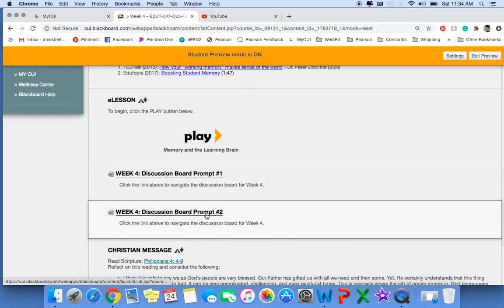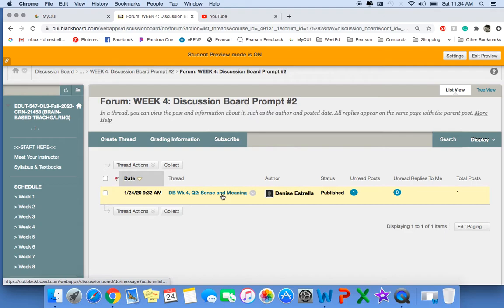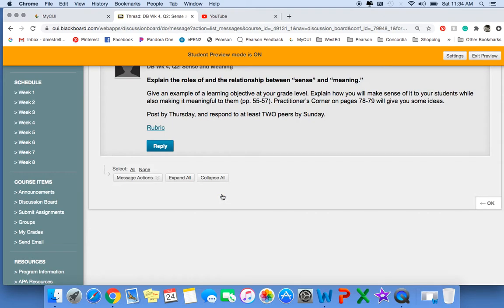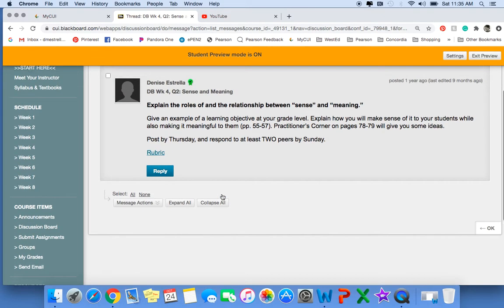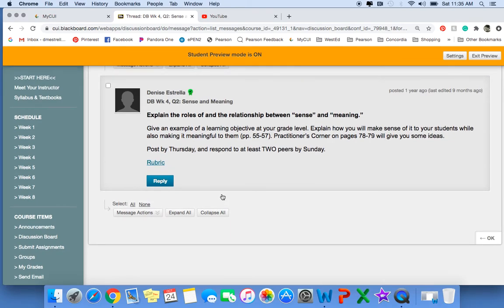Then we have a second discussion board prompt: sense and meaning. Explain the roles of and the relationship between sense and meaning. Give an example of a learning objective at your grade level. Explain how you will make sense of it to your students while also making it meaningful to them. That's pages 55 to 57. If you look on pages 78 through 79 in the Practitioner's Corner, you'll get some ideas. And again, post by Thursday and respond to at least 2 peers by Sunday.